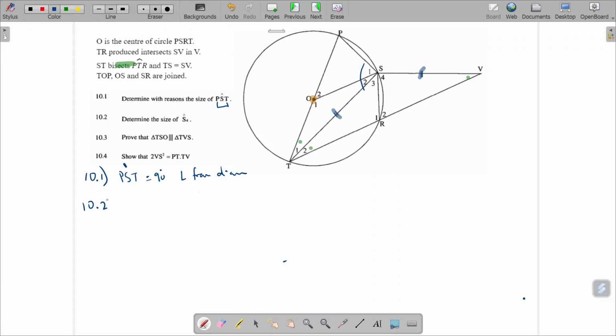10.2, determine the size of S4. Well, again, let's have a think about it. Okay, S4 is this angle over here, and I don't seem to have a lot of information about it, so I need to probably do some thinking about it to get there. Okay, it looks as though it is probably in the vicinity of 90, but looks can be deceiving.